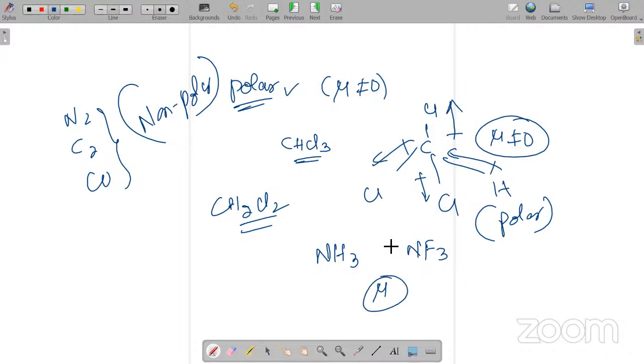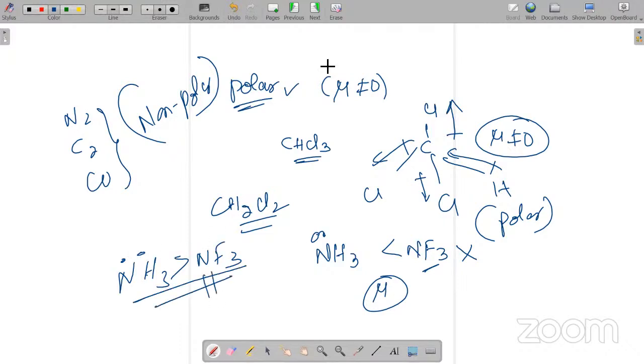Many people will say that NF3 will have more dipole moment because fluorine is more electronegative, but this is wrong. NH3 will have more dipole moment than NF3. So that's it, guys. I hope you all understand this one.